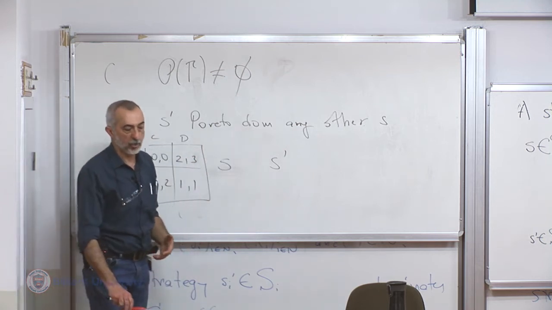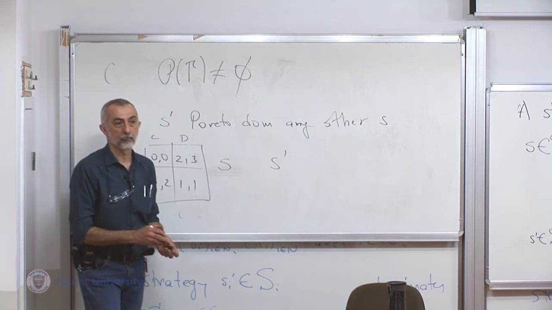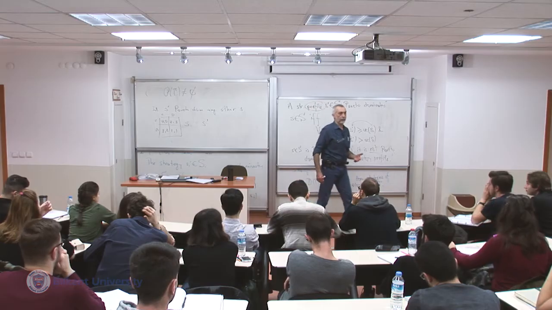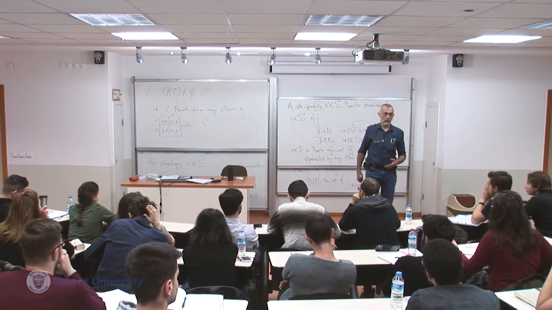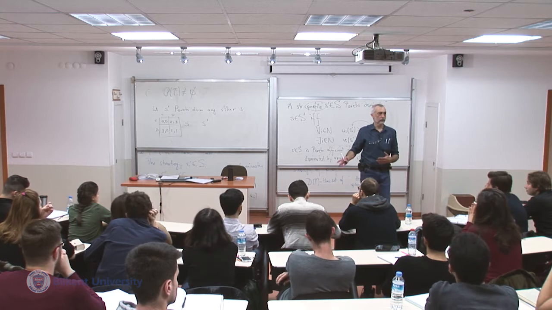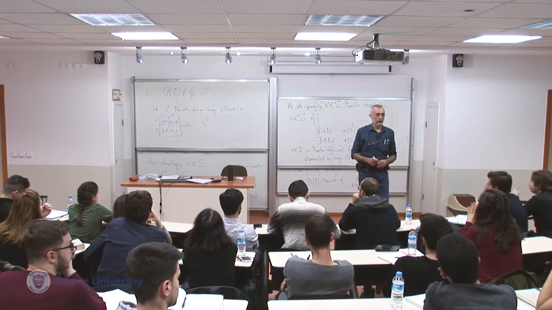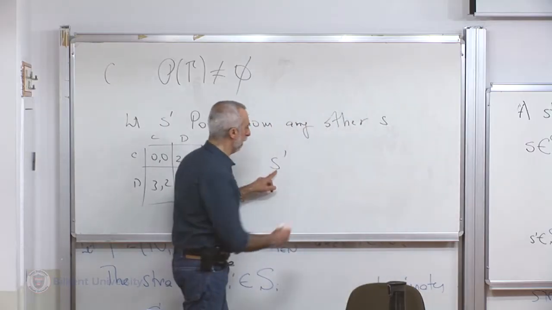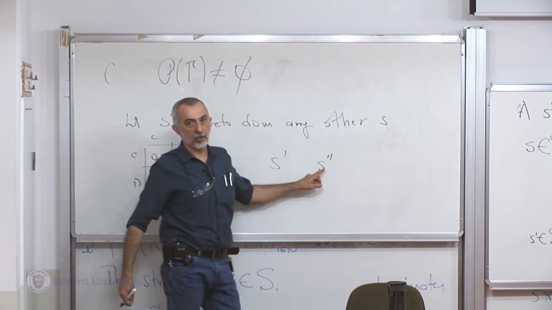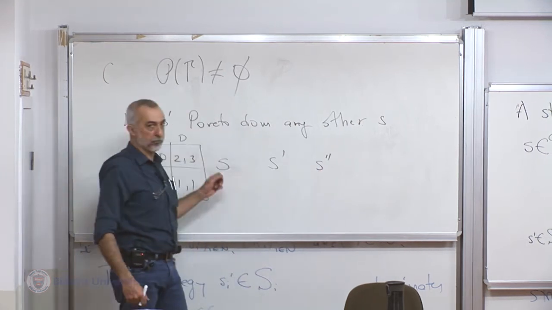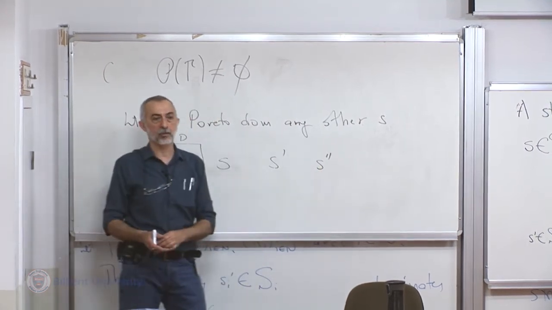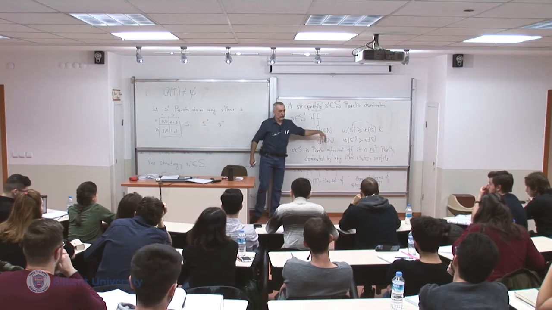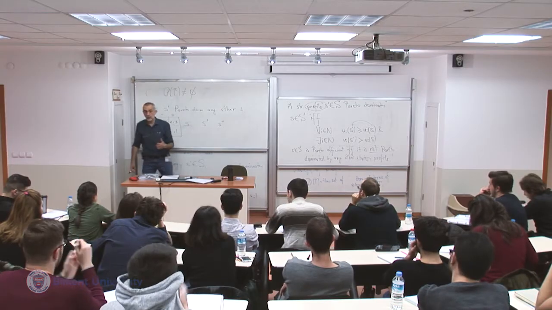What other properties can a binary relation have? Transitivity. Is the Pareto domination relation transitive? Yes, no, maybe? The question is, if S Pareto dominates S prime, and S prime Pareto dominates S double prime, does that also imply that S Pareto dominates S double prime? Yes. I'm not going to prove it, you can easily check it. So the Pareto domination relation is transitive.